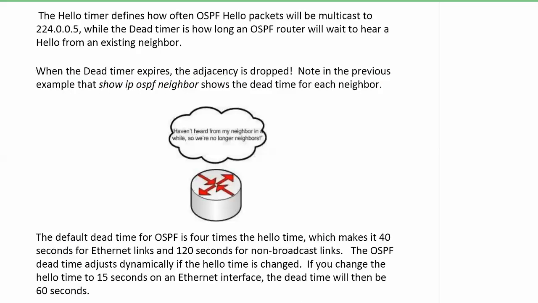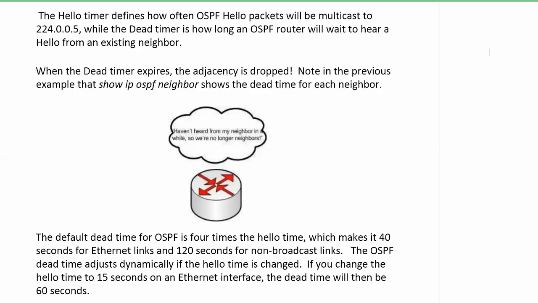Well, remember the hello intervals. There are 10 seconds on an Ethernet segment and 30 seconds on a serial interface on a non-broadcast network. Now, the default dead time for OSPF is related to that hello interval because it's 4 times the hello time. So that means the dead time for an Ethernet adjacency is 40 seconds, and an adjacency formed over a non-broadcast link such as a serial link is going to be 120 seconds.